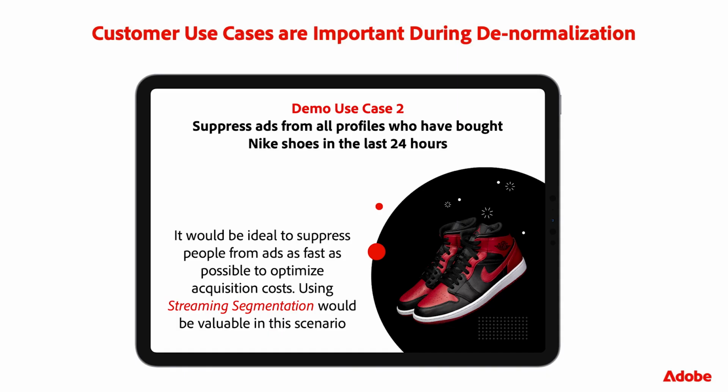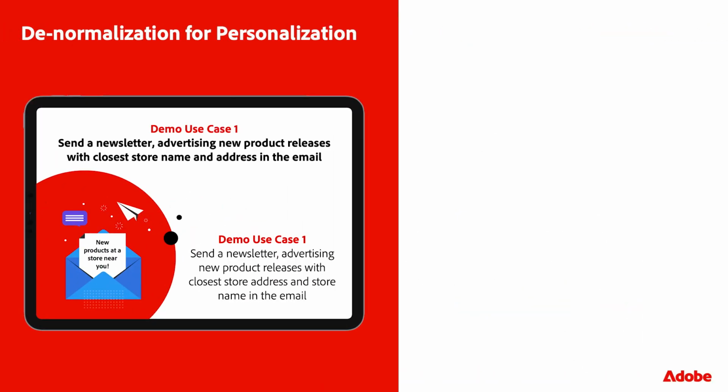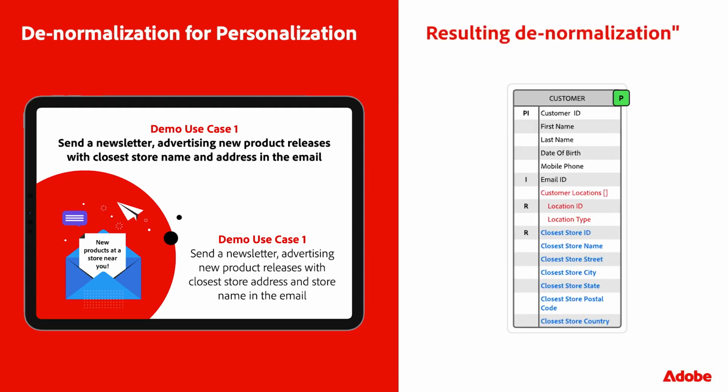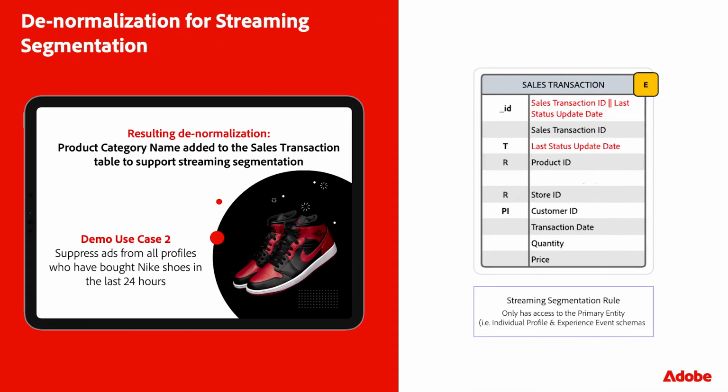In the use case of those Nike shoes, having the brand available at the time of the order is critical. So if you review the demo use case from the first one, you'd notice that the resulting customer schema is actually going to look something like this. The fields in blue representing the closest store would need to be added to the customer schema. In addition, the sales transaction table would need to have the product category name denormalized from the lookup table onto the sales transaction if you want to suppress purchases for acquisition ad campaigns in real time.